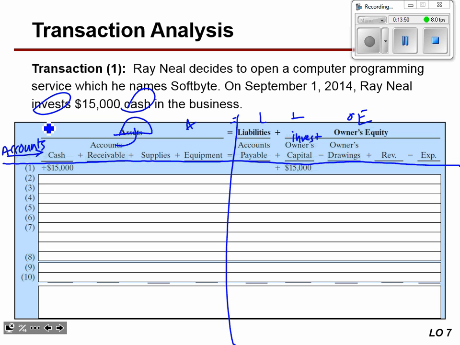Pretty easy so far. It's oftentimes the first transaction you'll see when a business forms. Someone's got to invest money in it. Stop me if you need anything. And am I still connected? Okay.